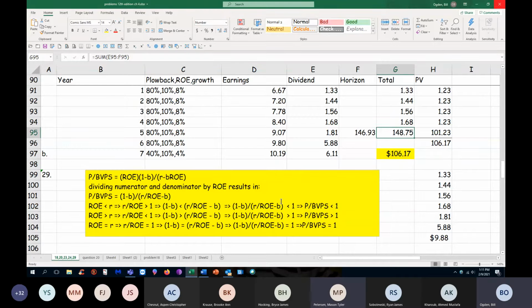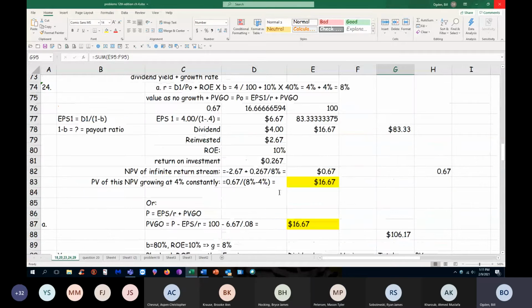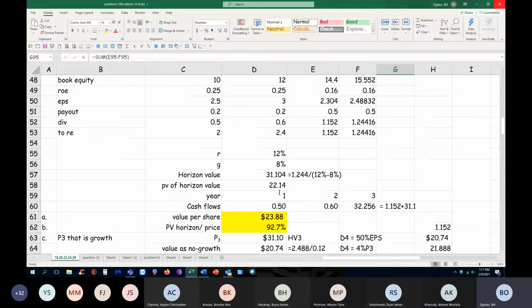Okay, yeah. So it's pretty much the same story all the way across here. In just about any of these, when we calculate the value, it's the last one of the dividends plus the horizon value of that same year. So what did we do in problem 23? We took the $1.152 and we added the horizon value of 31.04. That's how we got that. That's a good point to understand.